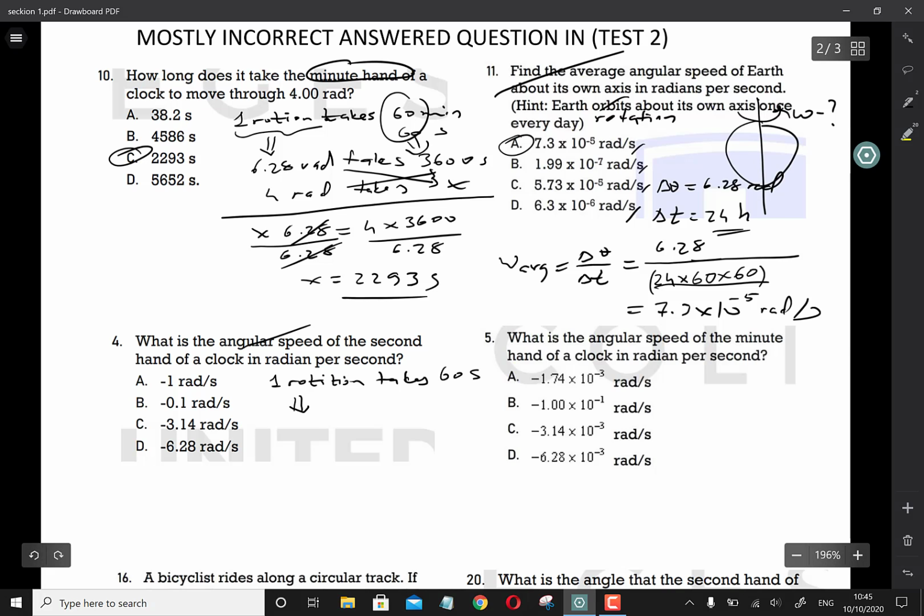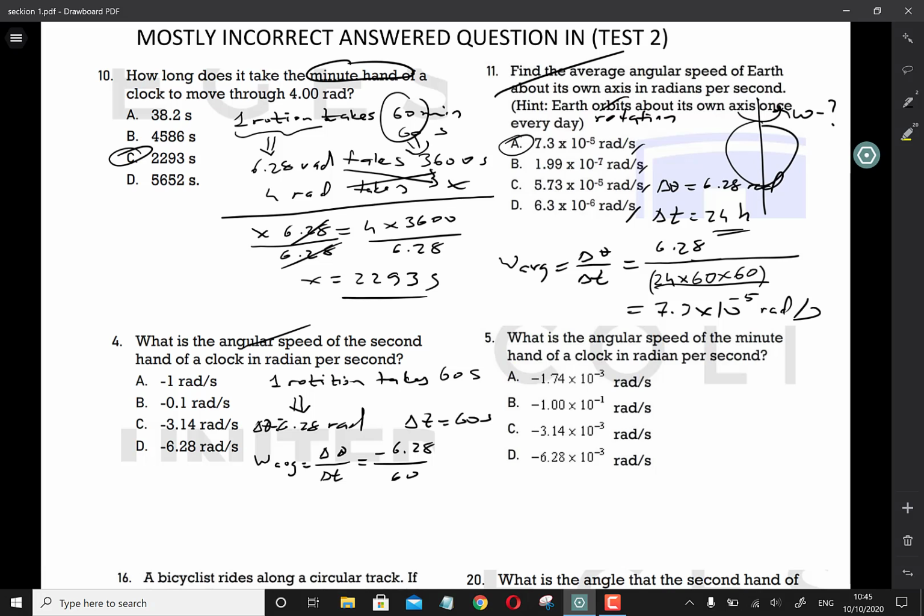So one rotation has an angular displacement of 6.28 radian. This is delta theta, but negative. Delta t is 60 seconds. So omega average is going to be delta theta over delta t. Delta theta negative 6.28, which is one rotation, divided by delta t for the second hand, 60 seconds. So if we divide them, we will get the answer negative 0.1 radian per second, which is B.